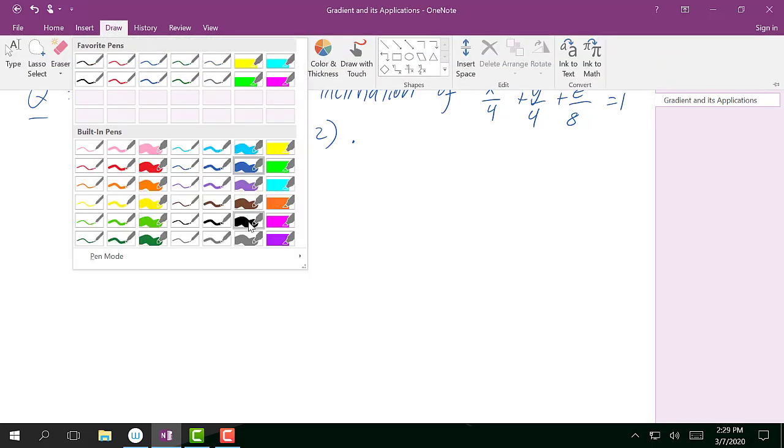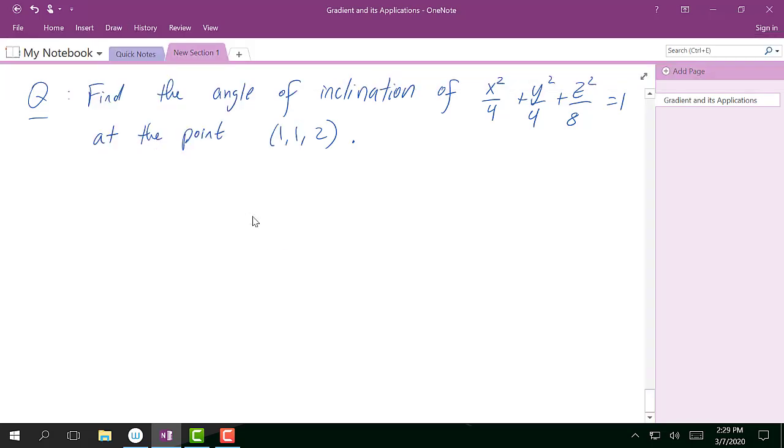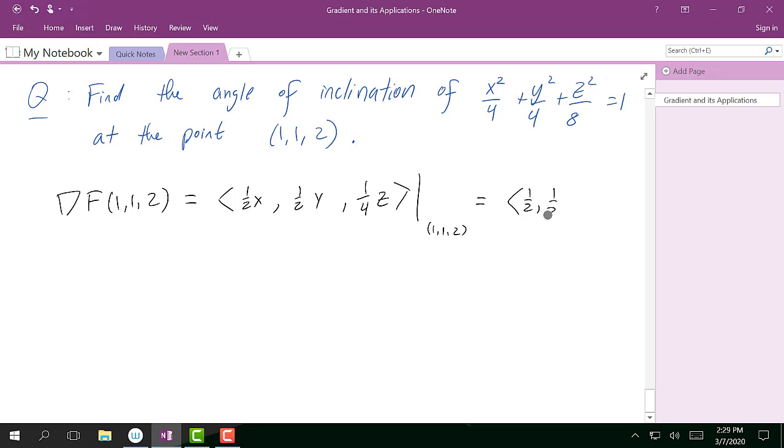To find the angle of inclination, we're going to need a couple things. First thing we need is the gradient of capital F at 1, 1, 2. The gradient of F is going to be simply 1/2 x, 1/2 y, and 1/4 z, evaluated at the point 1, 1, 2. So we get a half, and a half.